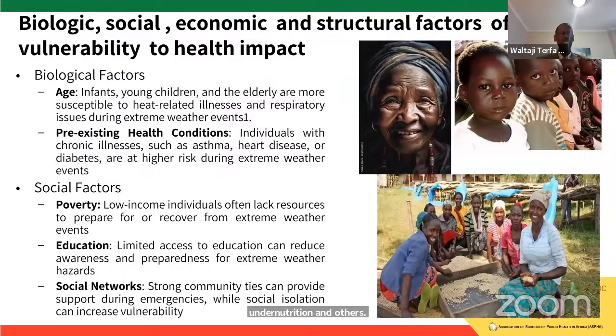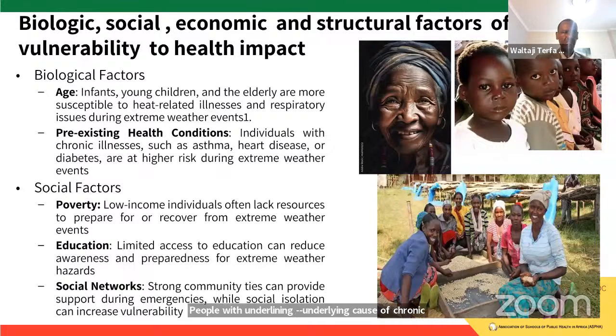So we have seen how it operates and what the impact is. We also need to see, as Dr. Charles already mentioned in the introduction, what the biological, social, and economic factors are. Among the biological factors, age is very important: the young, the infants, and also the old, and also pre-existing conditions, people with underlying chronic illness. Those are the biological factors which can exacerbate the impact of extreme weather events.